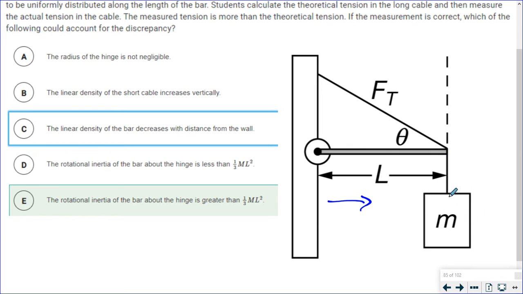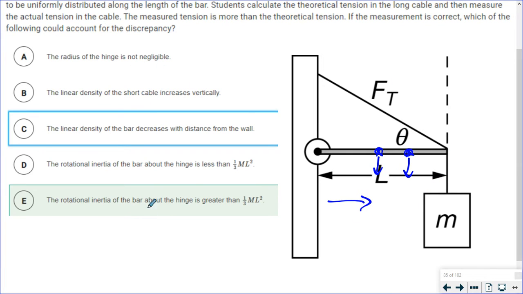If this mass was larger, you'd have to have a greater tension force, or if our rod had the mass not evenly distributed, so the center of mass wouldn't be right in the middle of it, it'd be somewhere over here towards the right side, and that would increase your torque due to the mass, and you'd have to increase your tension force to counteract that.